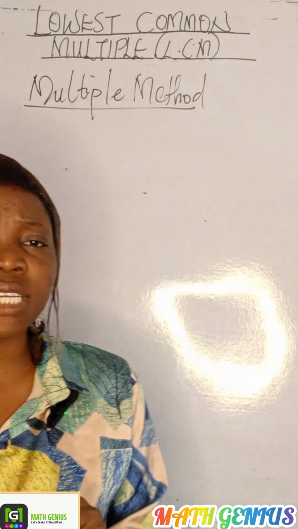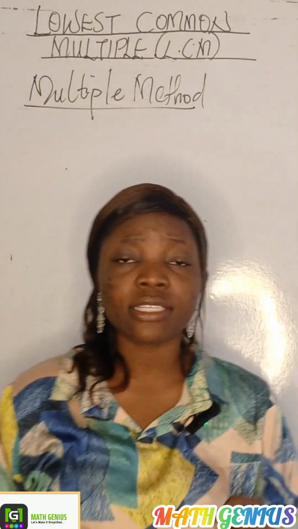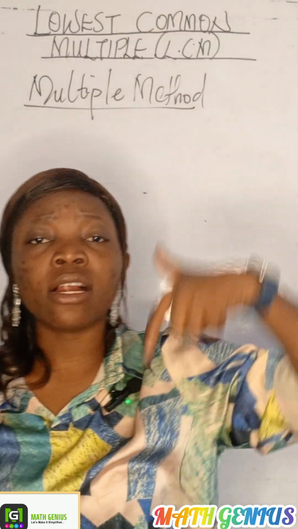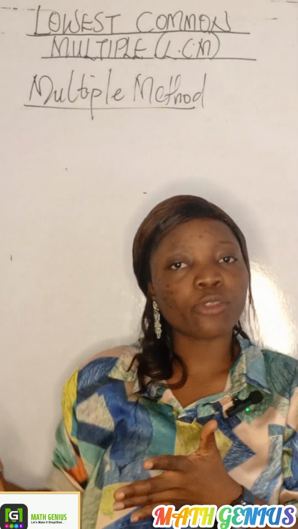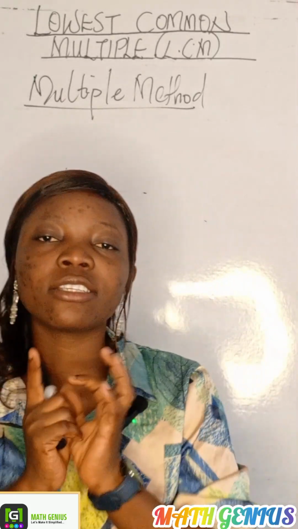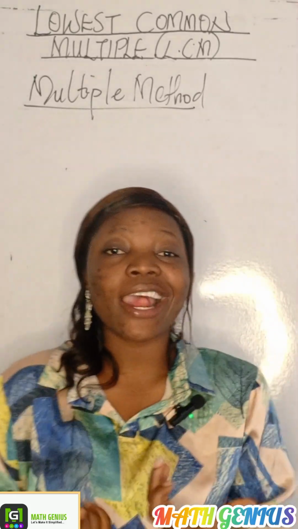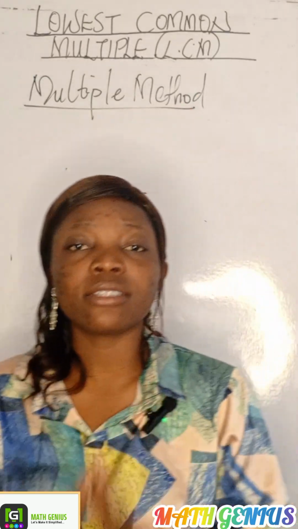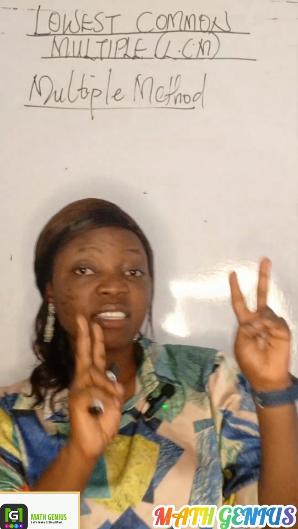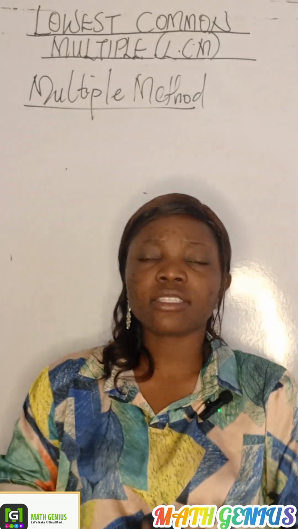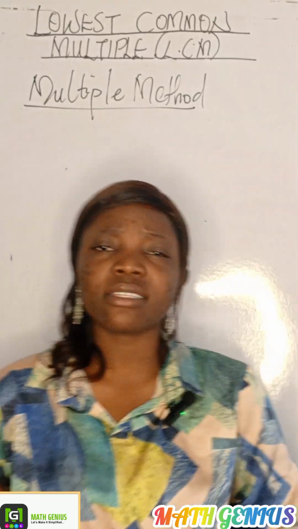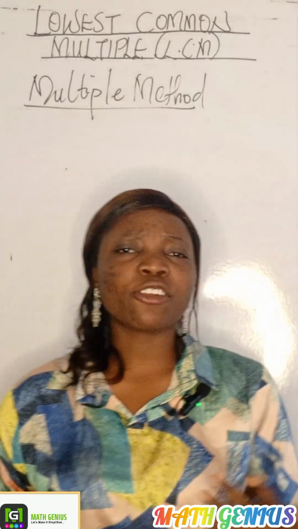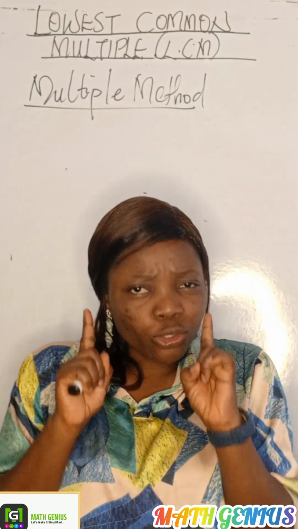Just before I proceed, I want to make it clear that you only find LCM for a set of numbers. You don't find LCM for just a given number. This is what I mean. You can find the LCM of two numbers, let's say 4 and 5. You can find the LCM of three numbers, let's say 4, 5, and 10. But you cannot find the LCM of just 4 alone.